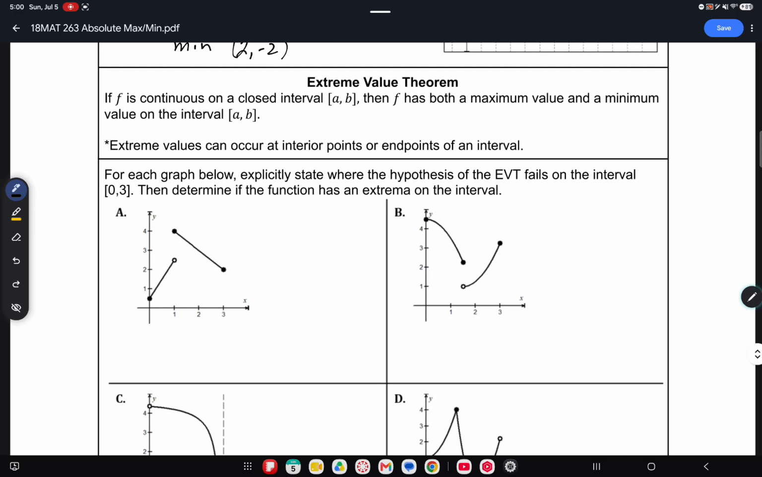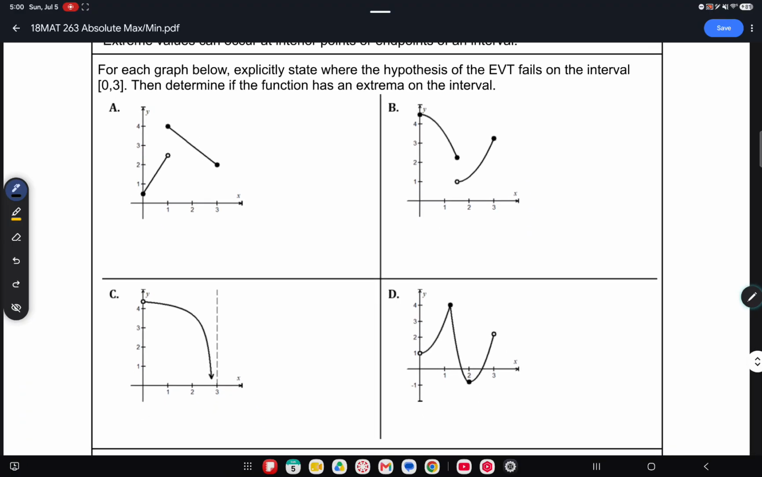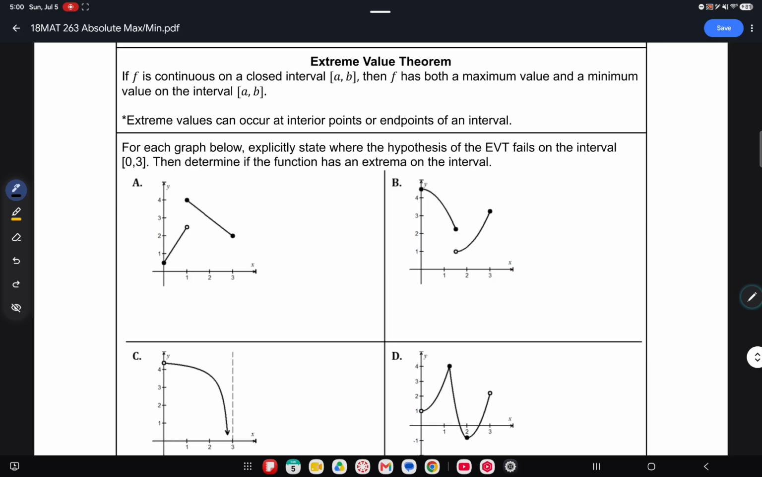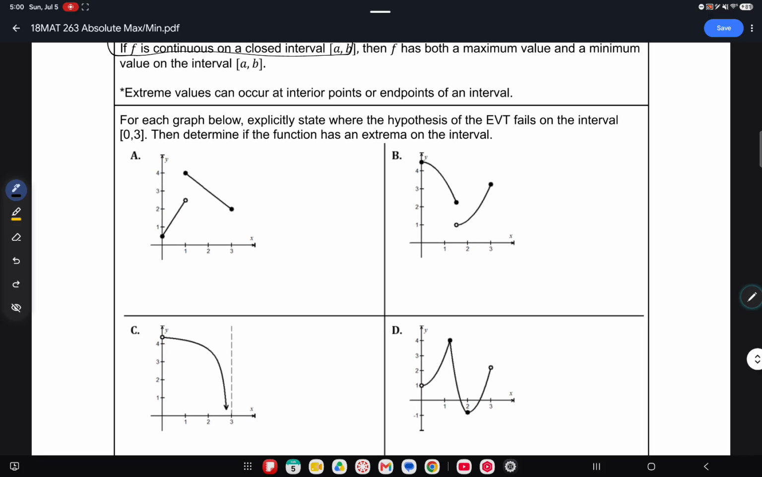endpoints as well. And here's just some pictures of where maybe the theorem doesn't apply, and we can look at kind of like why. So for each graph below, explicitly state where the hypothesis fails on the interval 0 to 3, and then determine if we have an extrema. So I know this isn't a proofs class, but the hypothesis is the if part. Okay, so if f is continuous on the interval. So if we are told that it fails the hypothesis, we're just finding where, right?